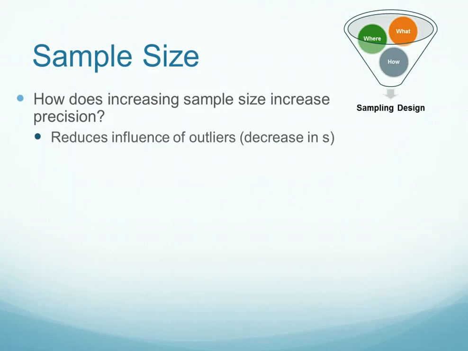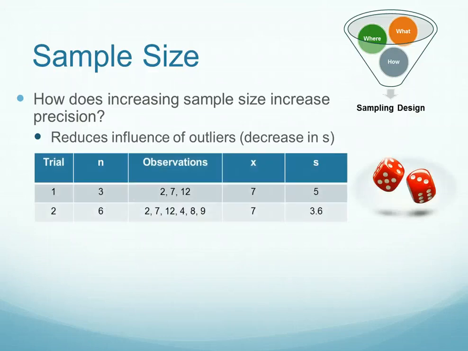Why is this? In general, by increasing sample size, we reduce the influence of outliers. For example, if we look at rolling dice and using 3 rolls versus 6 rolls, by chance we could have some outliers, and that's going to result in a relatively high standard deviation relative to the mean. If, on the other hand, we add more rolls, we can reduce the influence of these outliers and essentially lower the standard deviation or increase the precision.